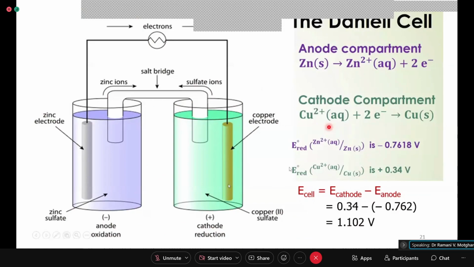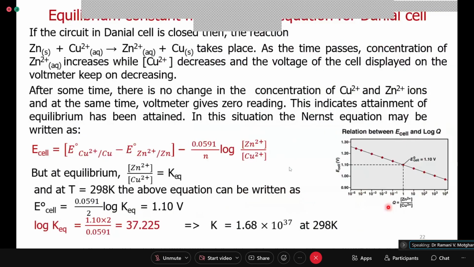Now, in this Daniel cell, we had already seen that your zinc potential is minus 0.76, and for copper it is plus 0.34. We had seen this yesterday. So your E cell value comes out to be cathode minus anode potential, and this becomes 1.102 volt. So the Daniel cell will provide you a potential of 1.102 volt. Okay. So coming to the equilibrium constant. Now I think equilibrium constant we had already discussed.